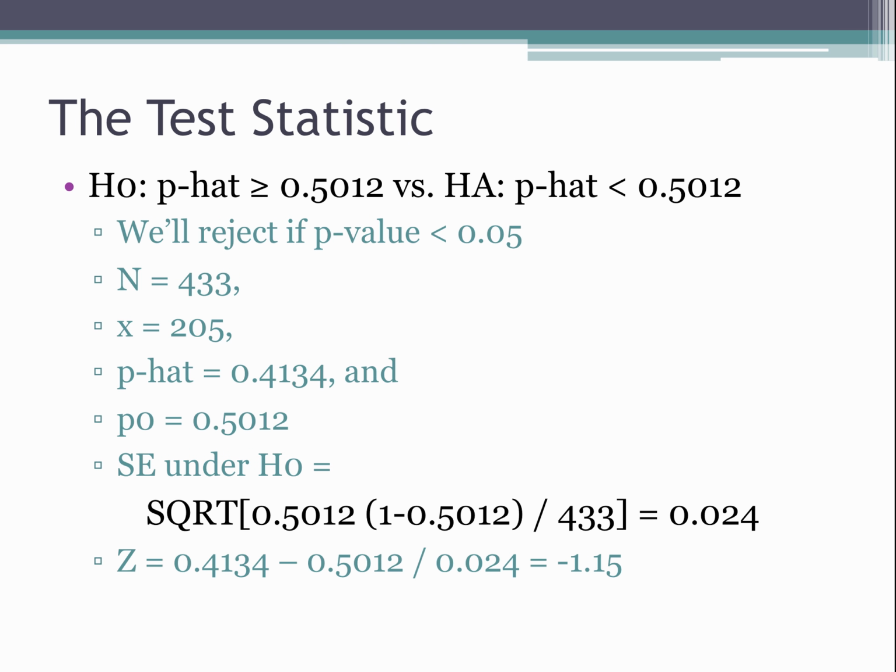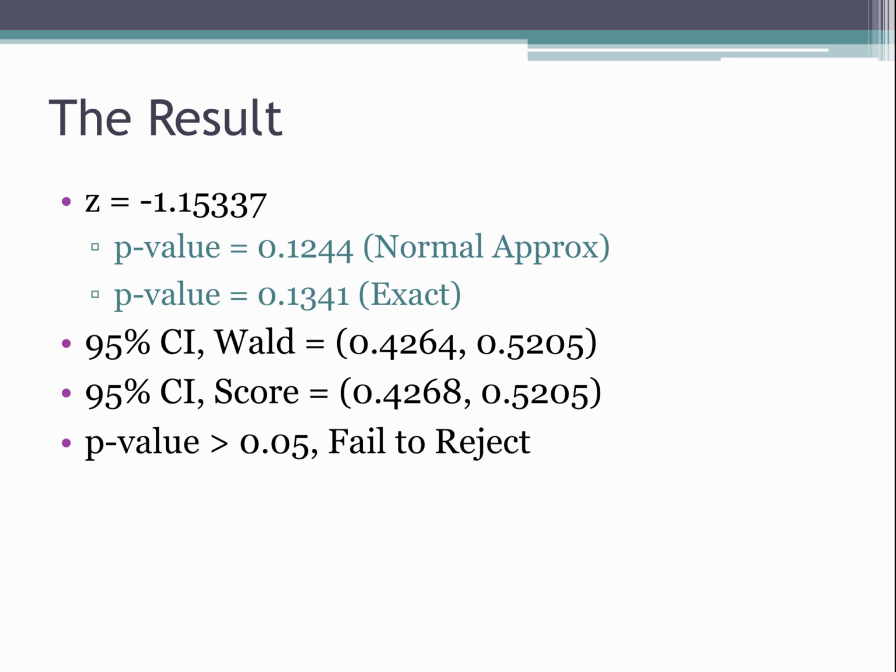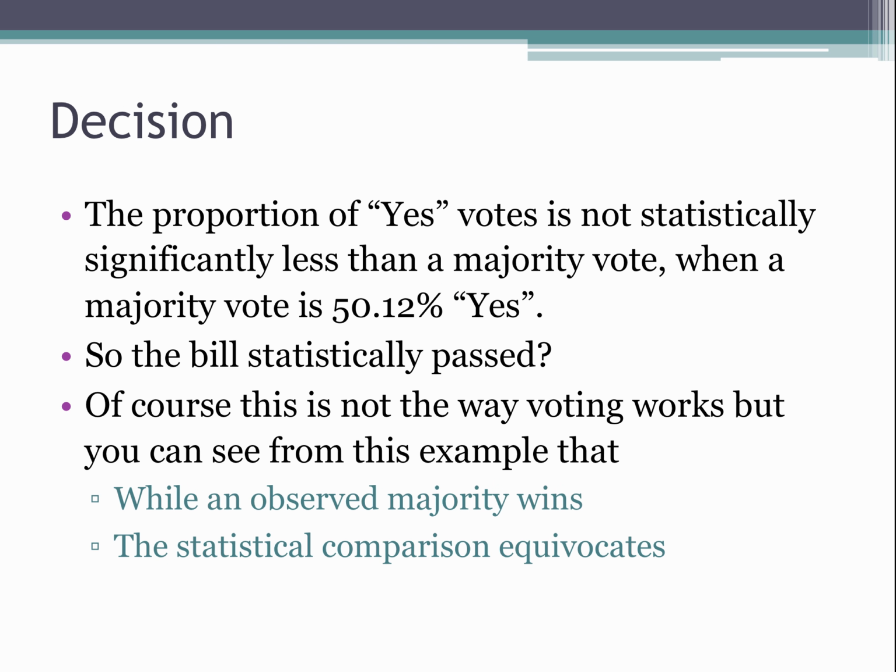We can look at our test statistic here. We can get a z-value here of minus 1.15. We can find the p-value, either the normal approximation or the exact p-value, and we can find the Wald statistic or the score confidence bounds. Either of these will tell you that our p-value is greater than 0.05. We're going to fail to reject our null hypothesis. And our decision here would be that the proportion of yes votes is actually not statistically significantly less than a majority vote, if a majority vote is 50.12% yes.